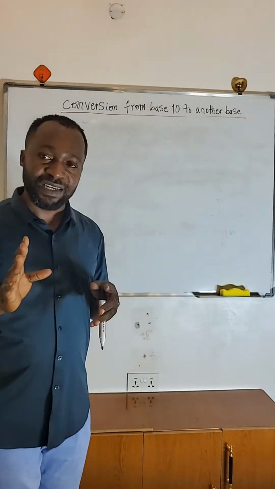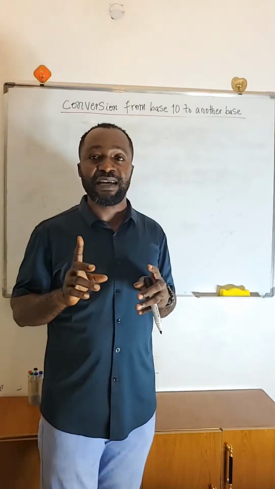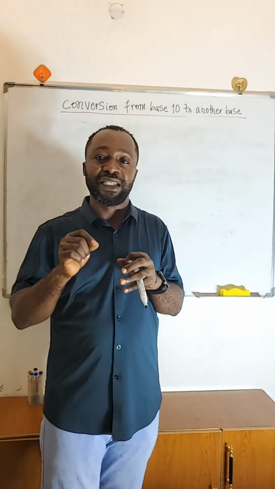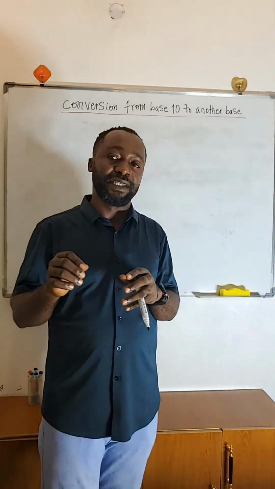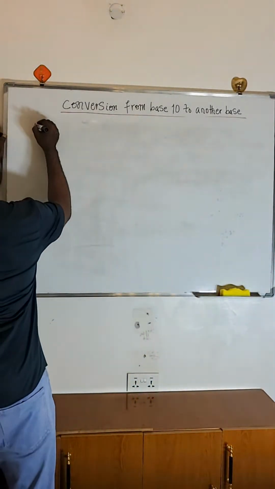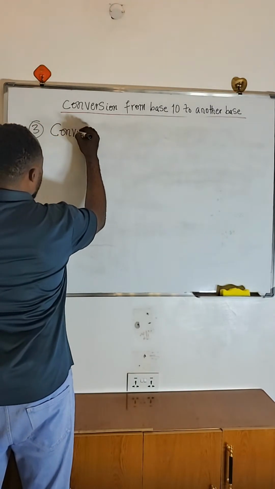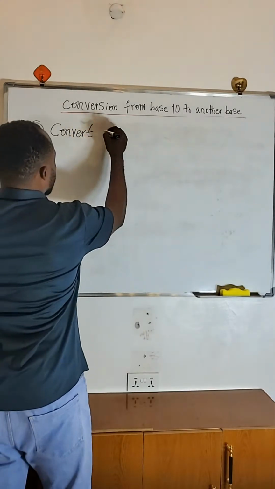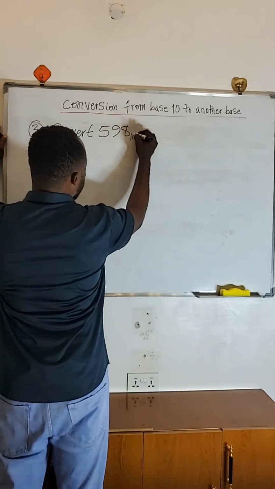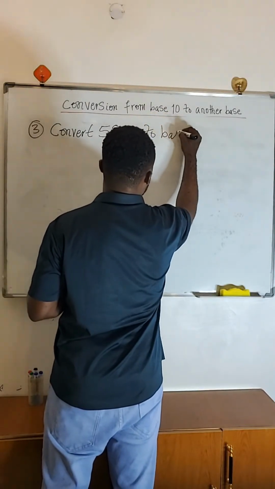Okay, so the next example, which is going to be example 3, and which will be the last example for today's class, we are going to convert 598 in base 10 to a number in base 4. So example 3 says convert 598 in base 10 to base 4.